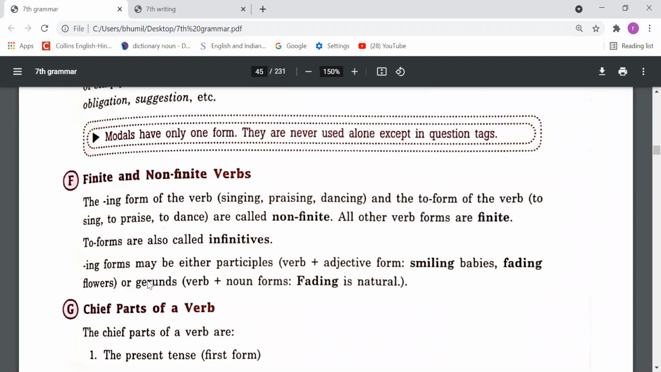Okay, so which verb is affected by the subject, by the number of the subject, by the person or gender of the subject, or by the tense of the sentence? If a verb is changed, if a verb is affected, that verb is called a finite verb. The rest of the verbs are called non-finite verbs.